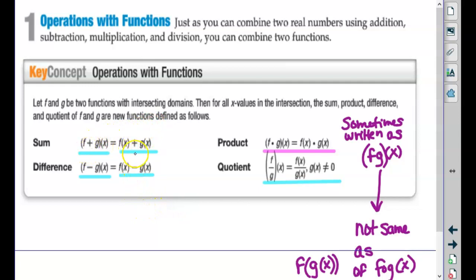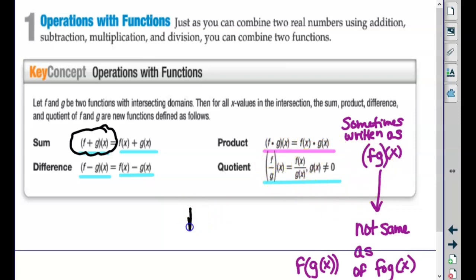So the operations: adding can be written like this or like this. It means the same thing. Often it's written like this in calc and pre-calc, but it means you're just adding them together. Is everybody okay? Subtracting, same thing. Multiplying can be written several ways. Sometimes it's just written as FG, but it means multiply F times G. And then dividing means dividing.